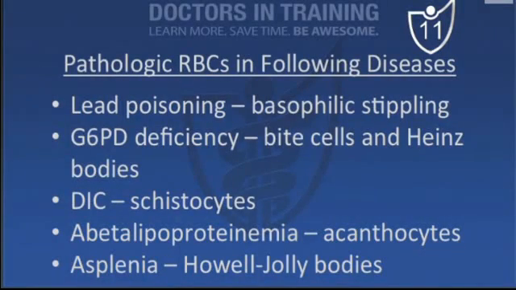So let's go through these answers. The first one, with lead poisoning, you see basophilic stippling. With G6PD deficiency, you might see bite cells and also Heinz bodies in your red blood cells. With DIC, you're going to see schistocytes. With abetalipoproteinemia, you're going to see acanthocytes, which are spur cells. And with asplenia, you might see Howell-Jolly bodies. So, definitely ones to be aware of. Not the only ones that are high yield, but definitely ones to be aware of.